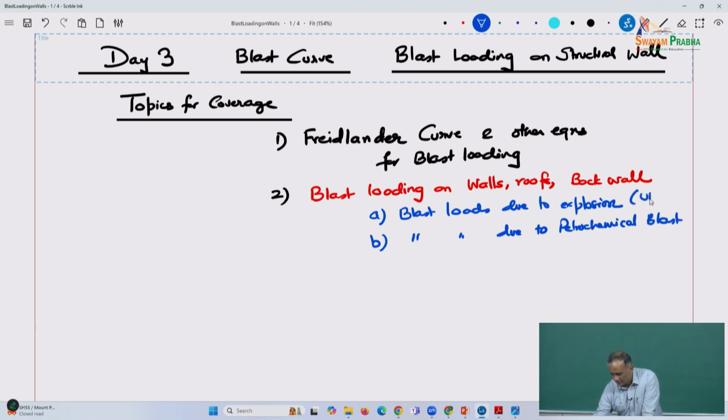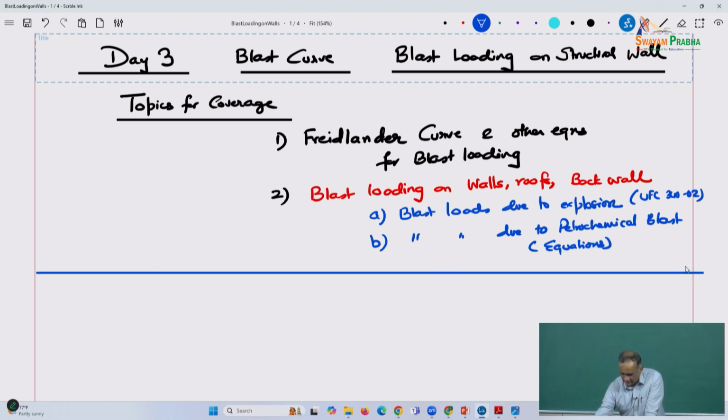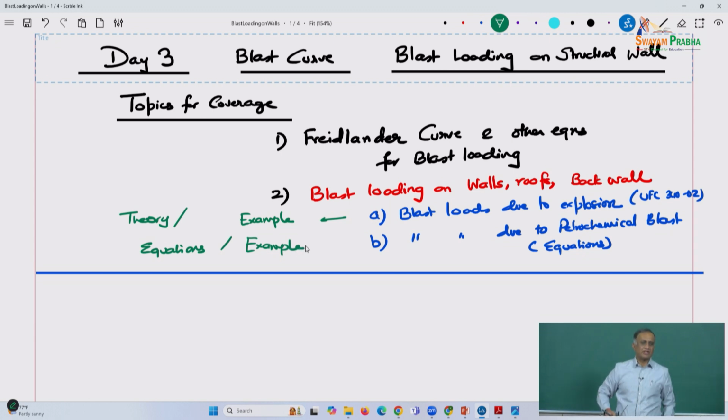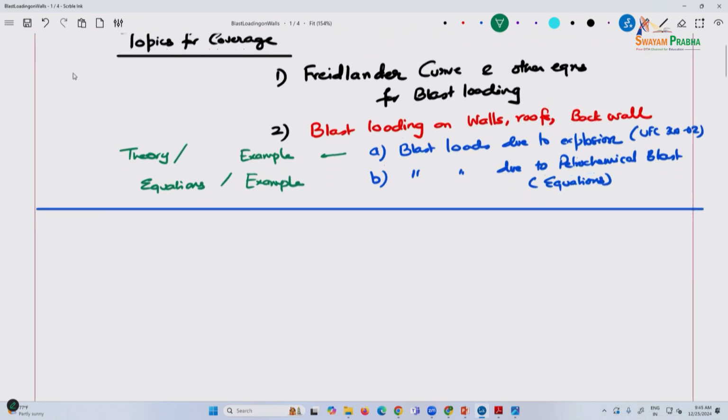We use UFC 340-02, and for the second one we will use a number of equations, and associated with it we'll go with the theory part of it. When I say theory, it is basically the procedures, how to use UFC 340, and then again these equations, and hopefully we'll have time to compare both. If not, we will proceed with either in the tutorial session or tomorrow.